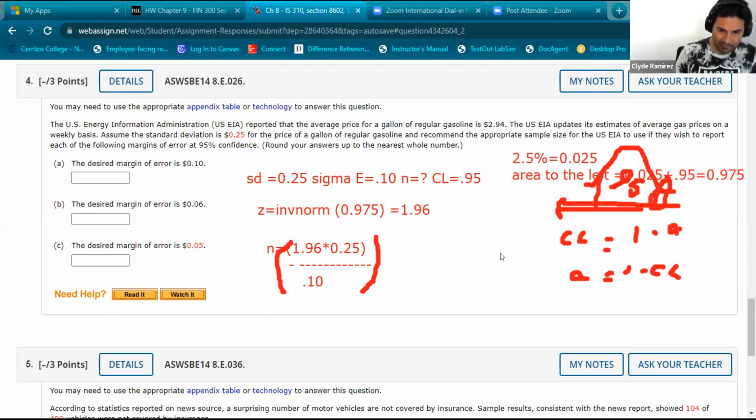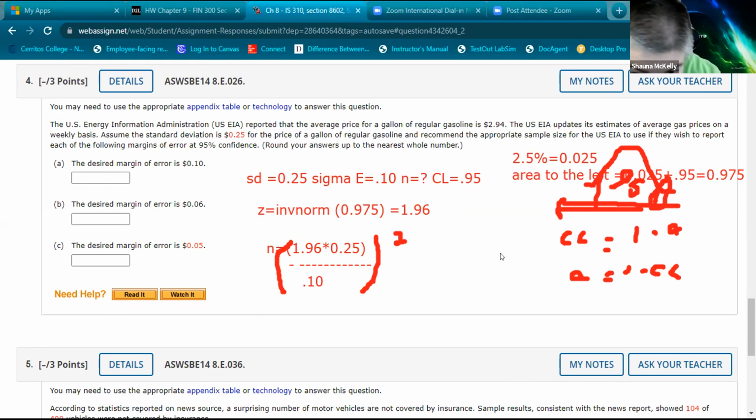Thank you, Shauna. That might come out to be a decimal. You're going to round it to a whole number because it's a sample size, so you're going to round up. And you're going to repeat that. The only thing that's going to be different in the subsequent parts is the denominator. They don't change the interval on you. They just change the error.